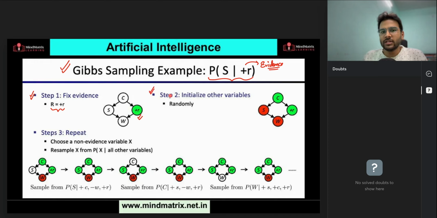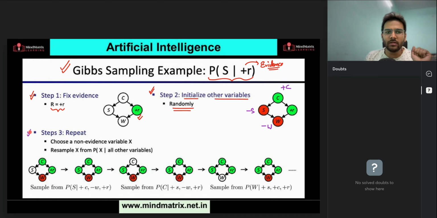What is step 2? Step 2 is to initialize the other variables, and you can do it randomly. Now it's up to you. You can see you have other variables C, S, W. You can pick any combination, maybe plus C, plus S, minus W, or maybe plus S, plus W, minus C, whatever you want, randomly. In this scenario, they have picked randomly: green represents plus C, and red represents minus S and minus W. Is this clear? So they have initialized the other variables also randomly.